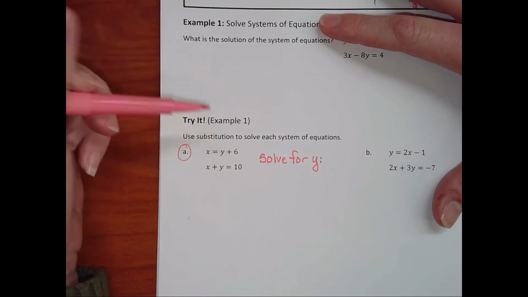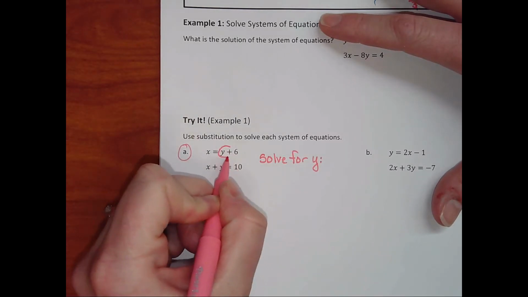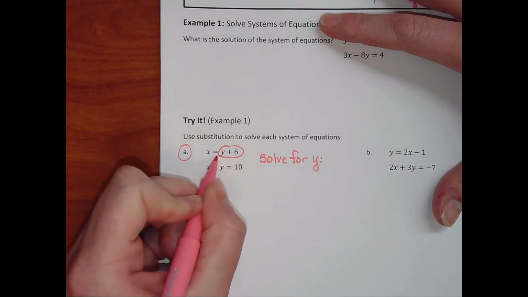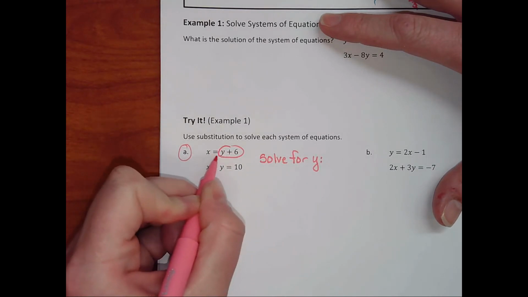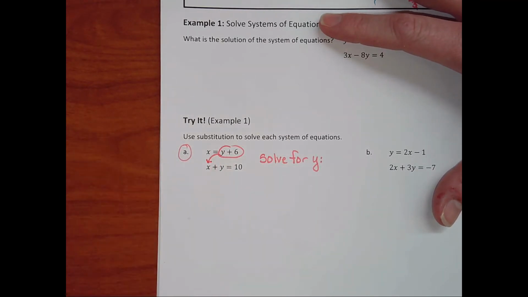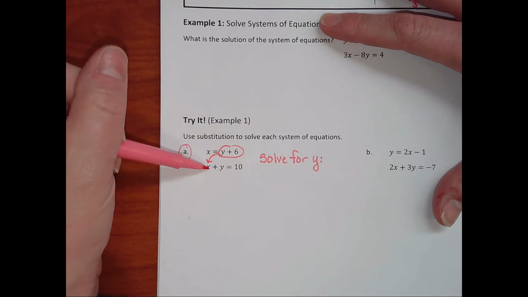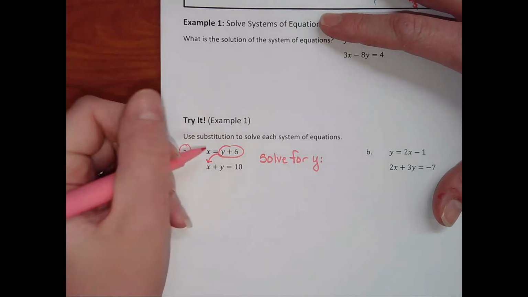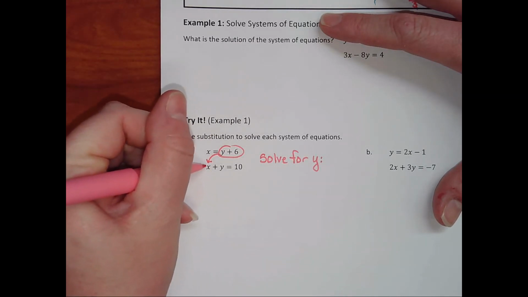So what that means is I'm going to take y plus 6 and substitute it in for x into my equation. So that means I'm going into the other equation. So I'm going to take the x out and substitute in the y plus 6. Now in front of this x right here is a 1.